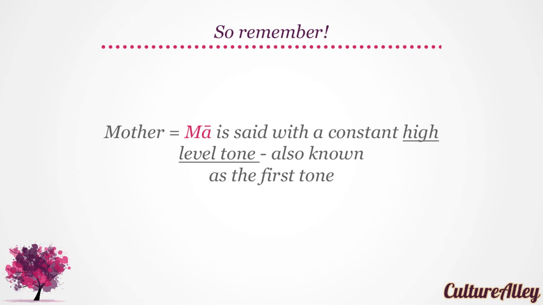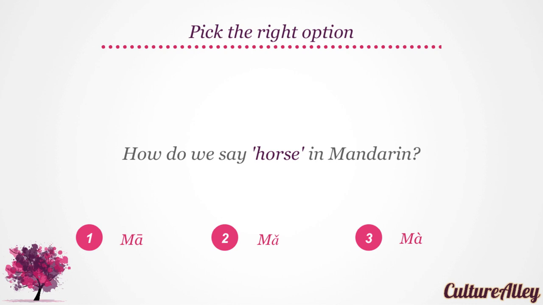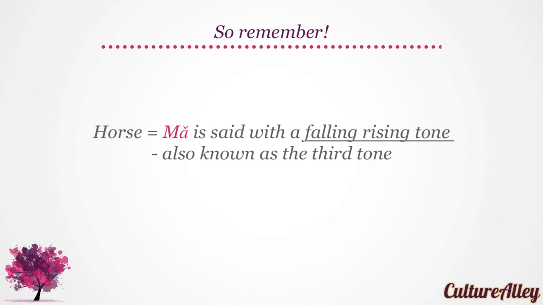How do we say horse in Mandarin? Is it ma or ma or ma? The correct answer is the second one, ma. Did you get that? Ma. Good. So remember, horse translates to ma and is said with a falling, rising tone, also known as the third tone.